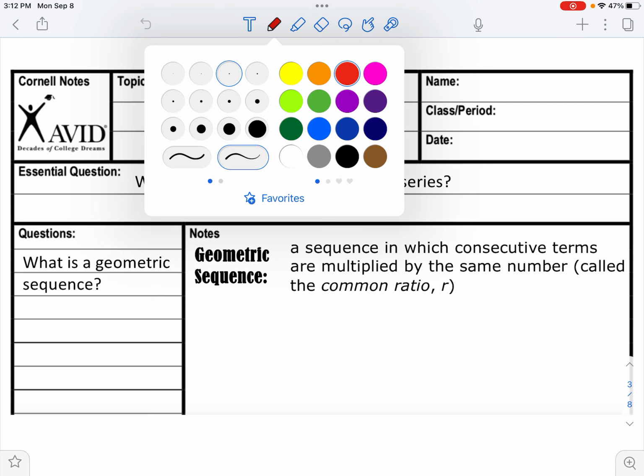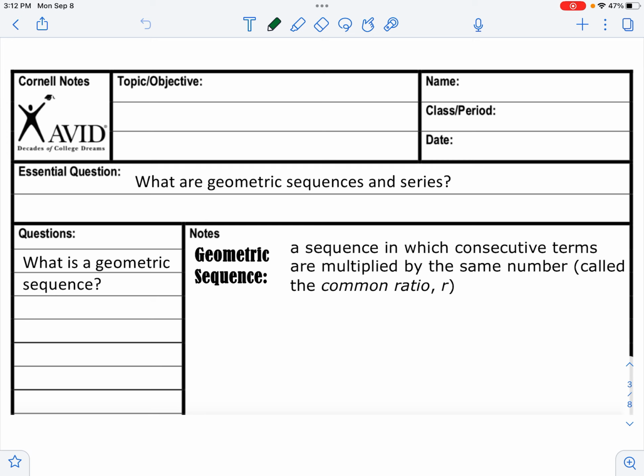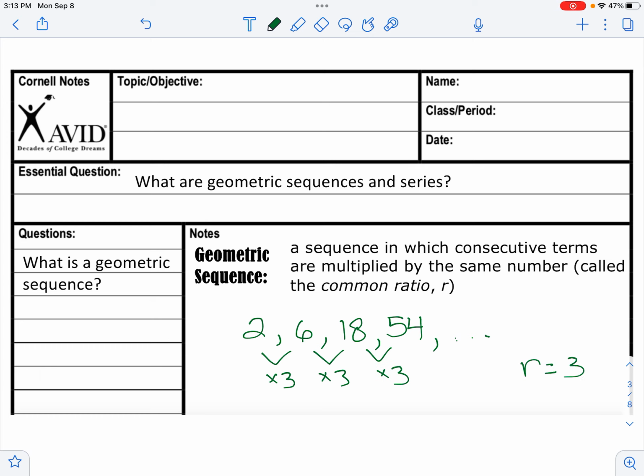So, let's see. Let's say you have something like this. This is a geometric sequence because every time here we are multiplying by 3. Okay, so my common ratio then is 3. That is a geometric sequence.